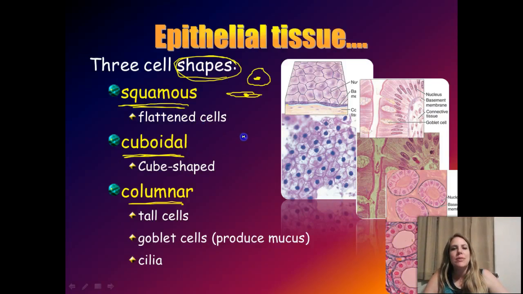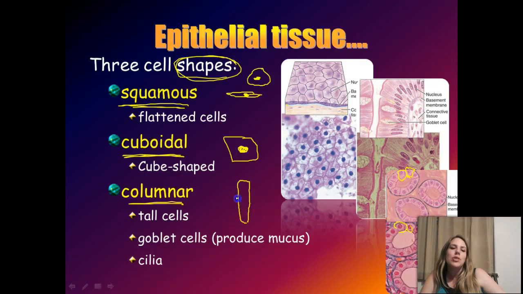Cube-shaped cells, so I'm just going to draw it something like this, and sometimes it's not a perfect cube, but cube-shaped cells like you see here. I know that my head's in the way for that one, so I will do this one. These cube-shaped cells are called cuboidal, and cells that have more of a column shape are columnar. Makes sense, right? Squamous, flat; cuboidal, cube; columnar are tall cells.